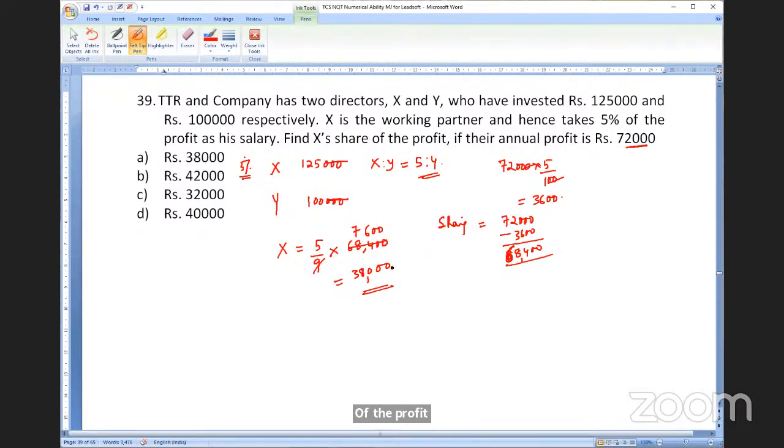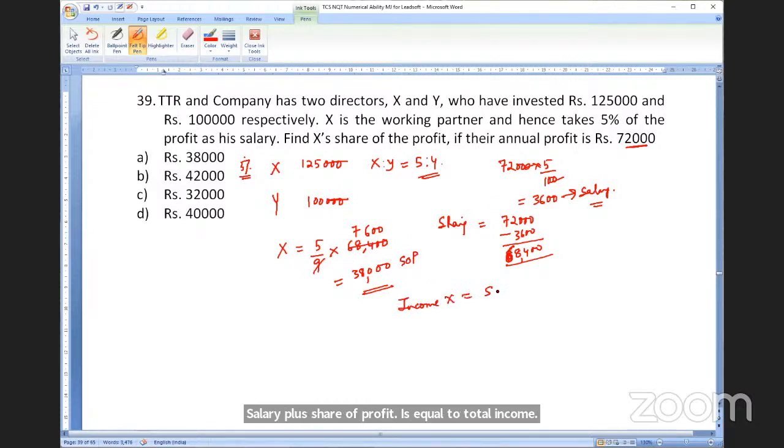Clear? And now you can see 38,000 plus 3,600. This 3,600 is his salary. Do not include salary in share of profit. Salary plus share of profit is equal to total income. If they have asked about the total income of X, then the income of X is salary plus share of profit. That would be 3,600 plus 38,000, that would be 41,600. That is the income of X out of the total profit. But the share of profit of X, after he has taken away 5% of the profit as salary, would be 38,000.